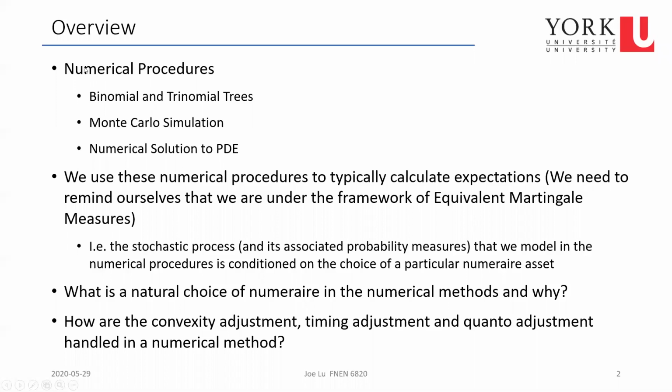Now, when we work with the numerical procedures, it's important for us to be conscious about what probability measures we're working under. Typically, if we want to price a derivative asset, it's probably the easiest if we work under a risk-neutral probability measure, such that to arrive at the price, we just need to take an expectation under that measure and discount it to the current time.